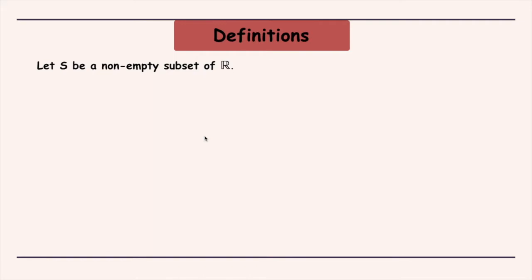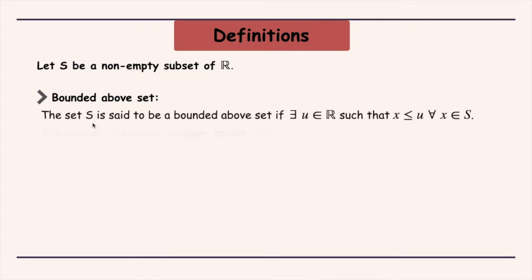So we first begin with the definitions. Let us take S to be any non-empty subset of R. We first define a bounded above set. We say that the set S is bounded above if we can find a real number U such that x is less than or equal to U for all the elements x in the set S. This number U which we have found is called an upper bound of the set S.